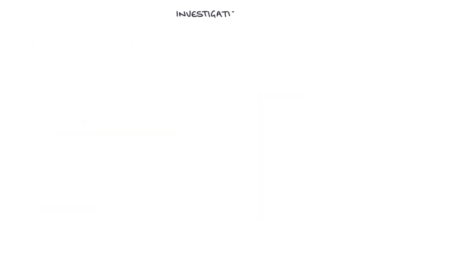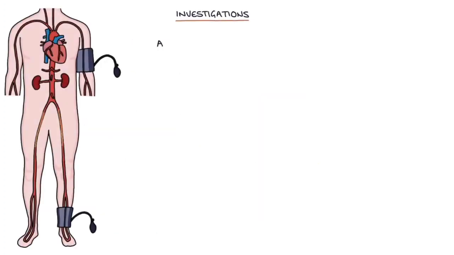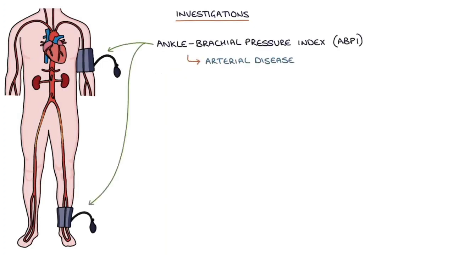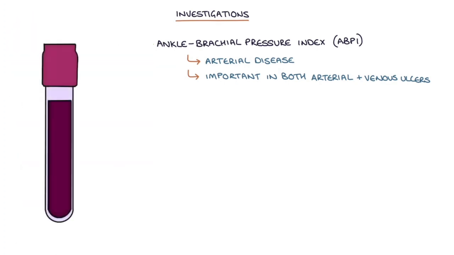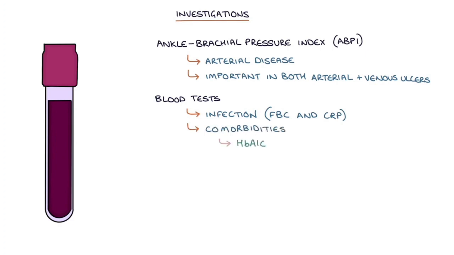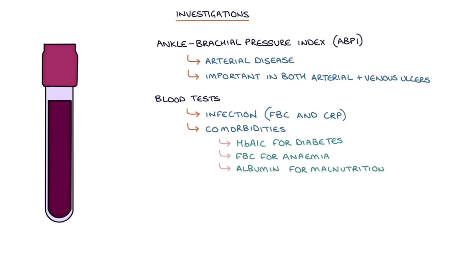Let's talk about the investigations. An ankle brachial pressure index, or ABPI, can be used to assess for arterial disease. This is an important investigation in both arterial and venous ulcer assessment. Blood tests may help to assess for infection, for example, a full blood count and a CRP, and also for comorbidities, for example, a HbA1c for diabetes, a full blood count for anemia, and an albumin level for malnutrition.